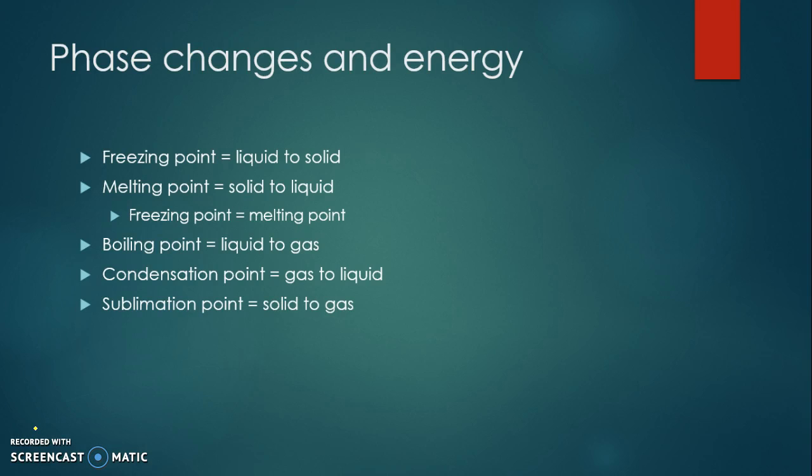Boiling point is the temperature at which something starts to boil or change from a liquid to a gas. Condensation point would be the exact opposite. It's the point at which something starts to condense or change from a gas to a liquid. And condensation would be that stuff that's on your mirrors when you get out of the shower. And then the last one that's on here is sublimation point. For sublimation, it's when something changes directly from a solid into a gas. And it does not change into the liquid phase. It goes directly from solid to gas.